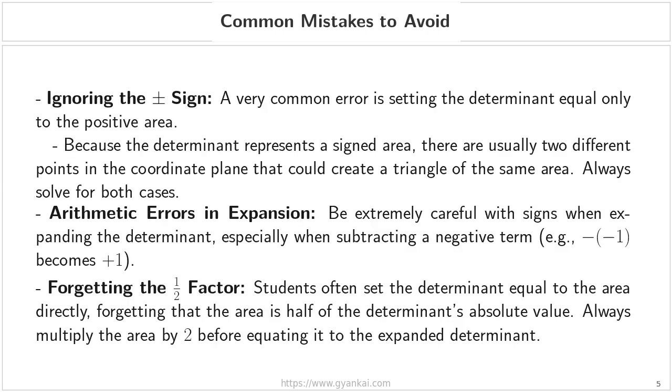Finally, do not forget the 1/2 factor. It is very tempting to set your expanded expression equal directly to the area provided in the problem. But remember, the area is only half of the absolute value of the determinant. To make your life easier and avoid mistakes, I suggest you multiply the area by 2 right at the start of your equation, just as we did in the example, to get the value of 2 times the area.